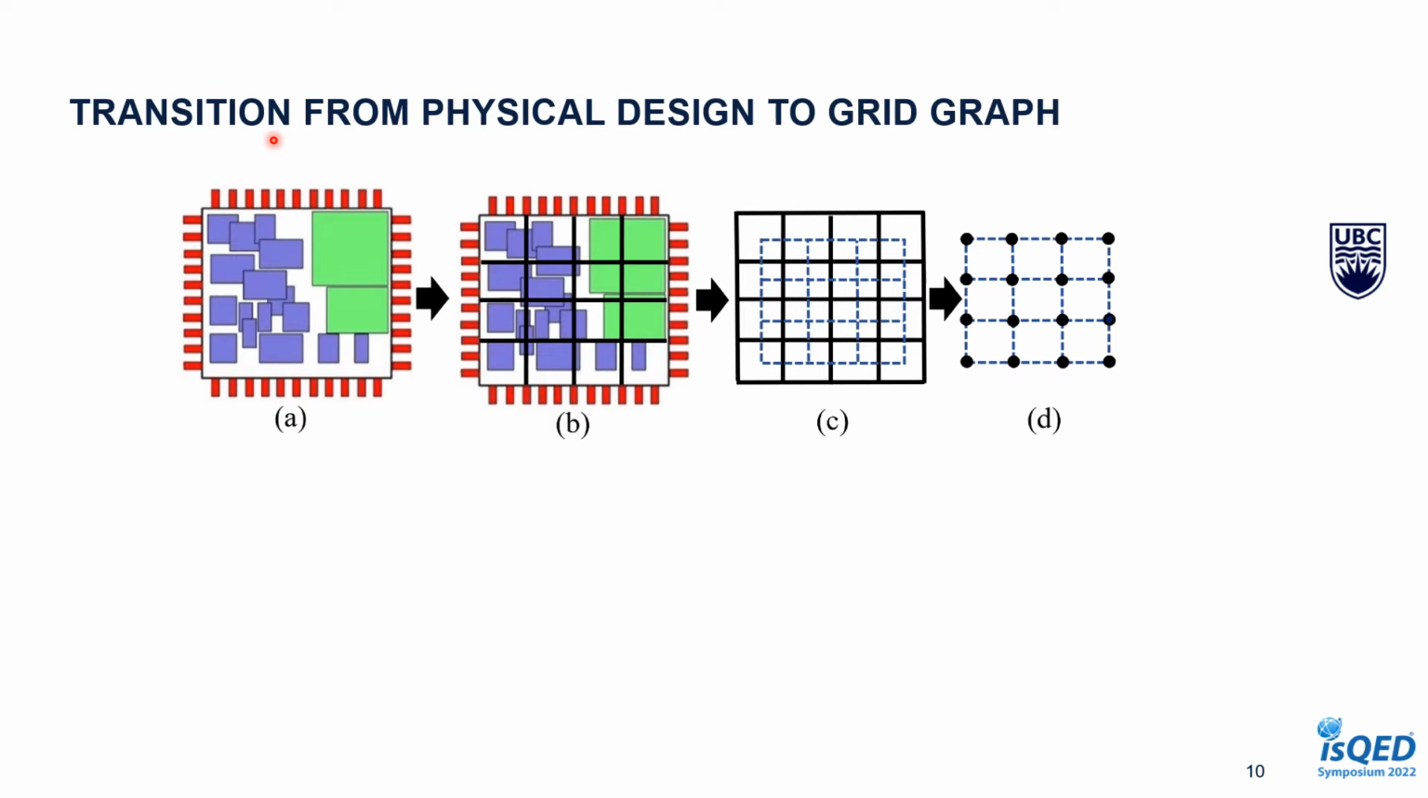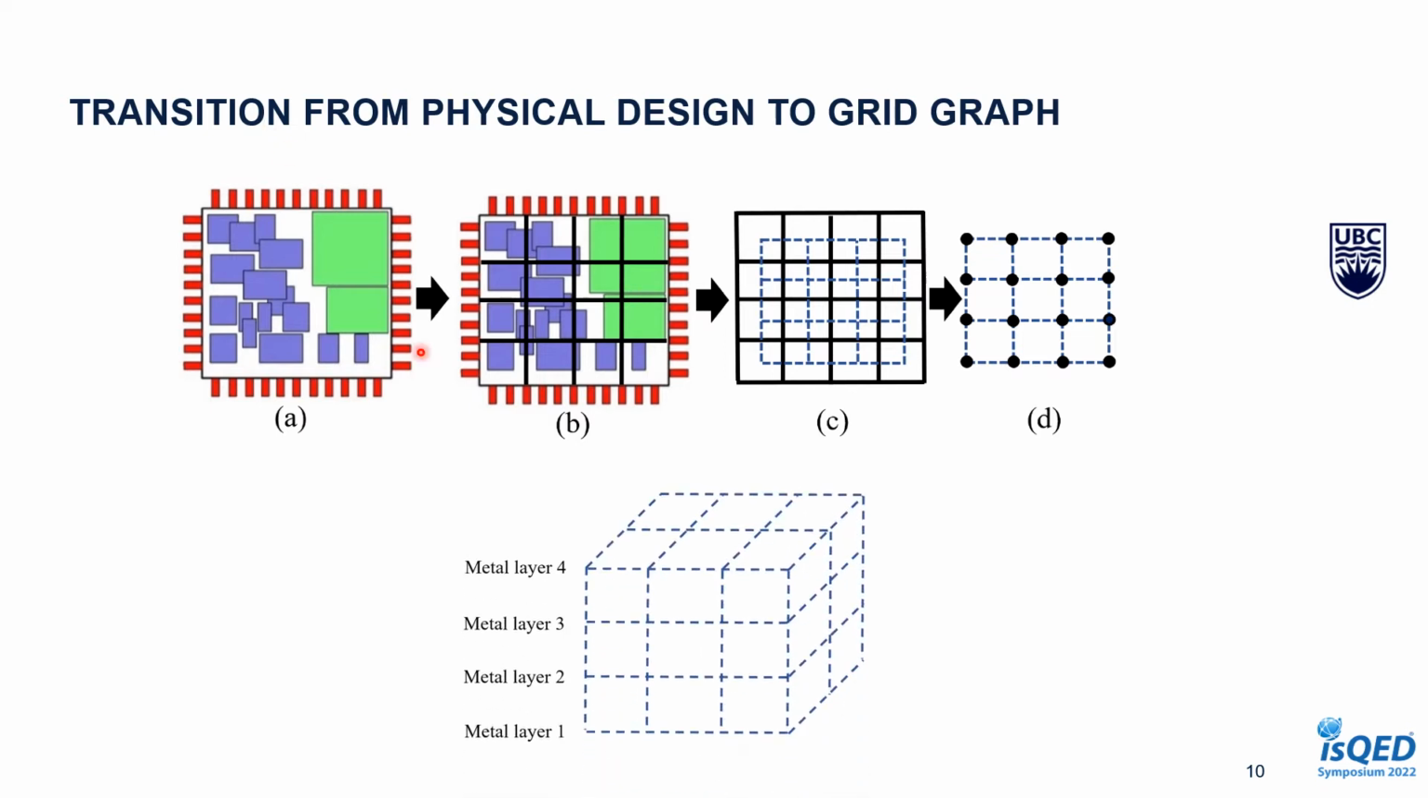However, most modern VLSI designs are three-dimensional, which means they have more than one layer. So our graph also has more than one layer. And each vertex is a G-cell, and an edge between two adjacent vertices on the same layer is called a wire edge, and an edge between two vertices on different layers is called a via edge.